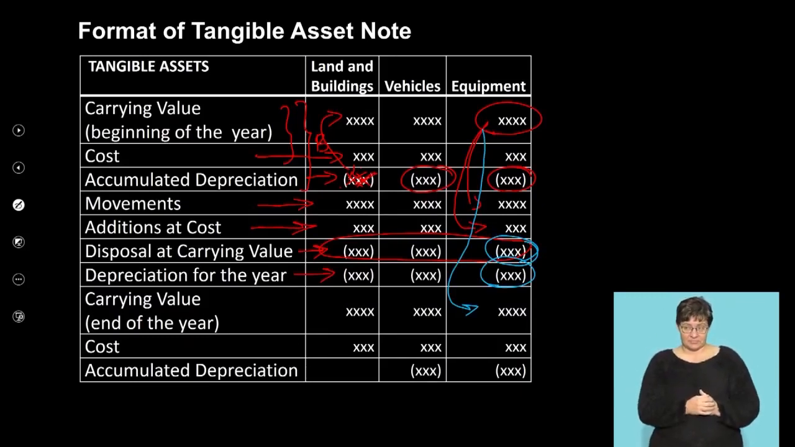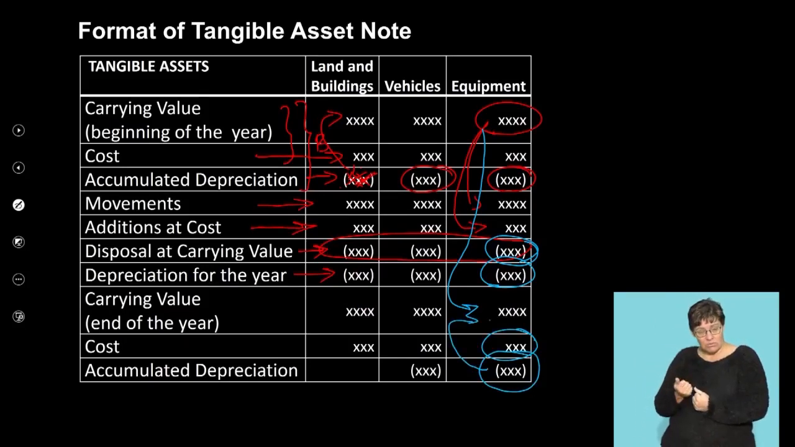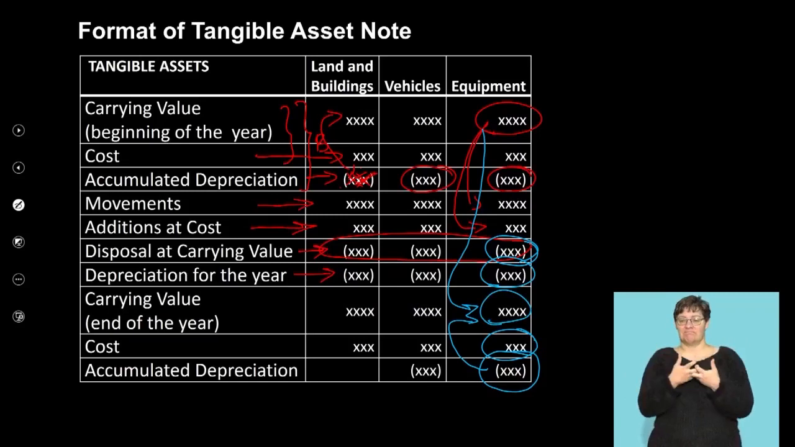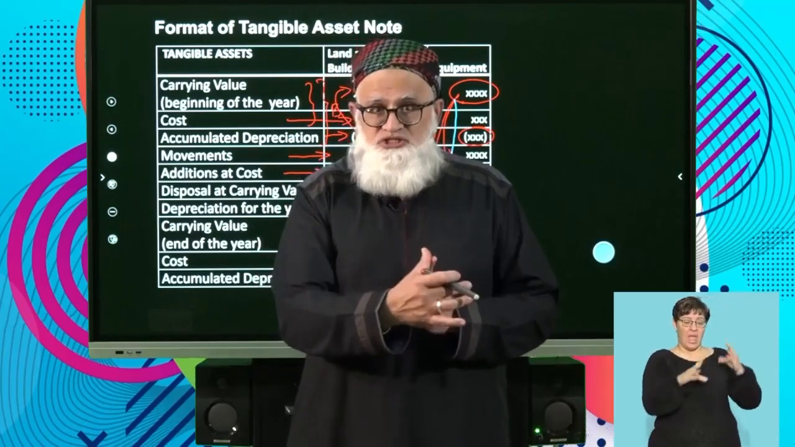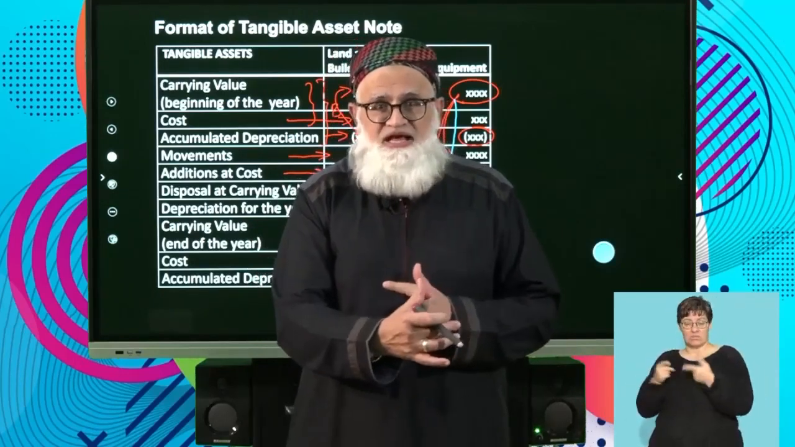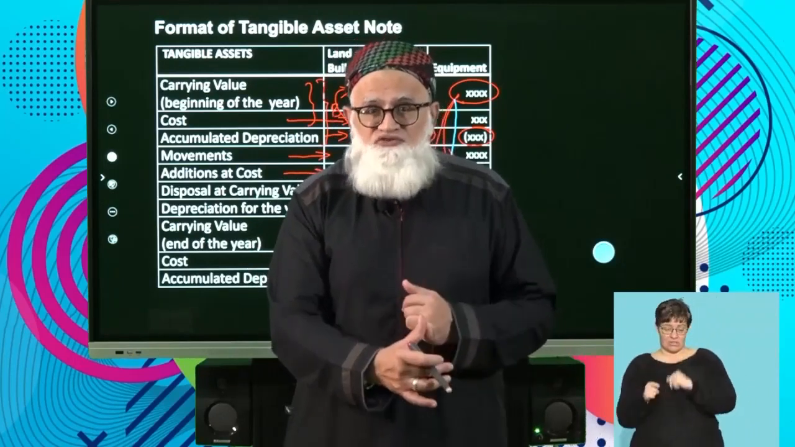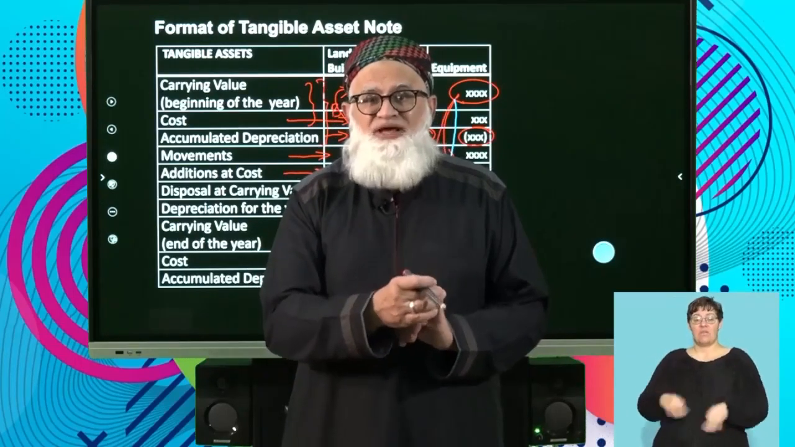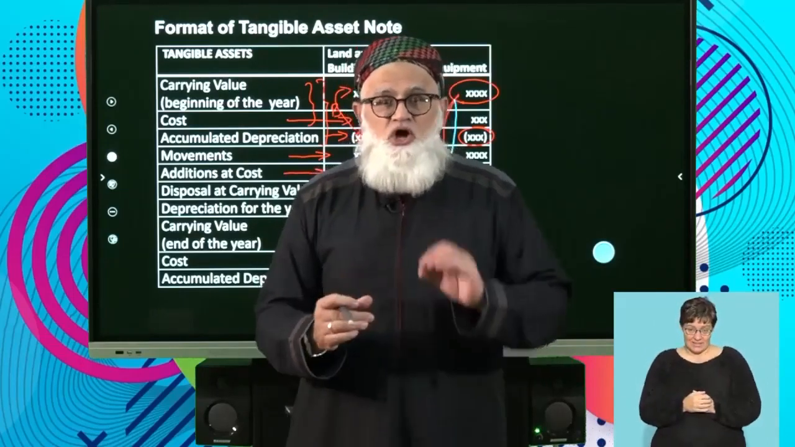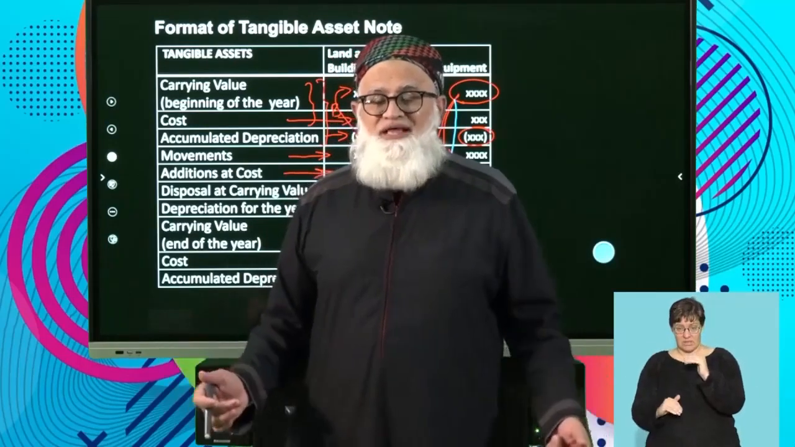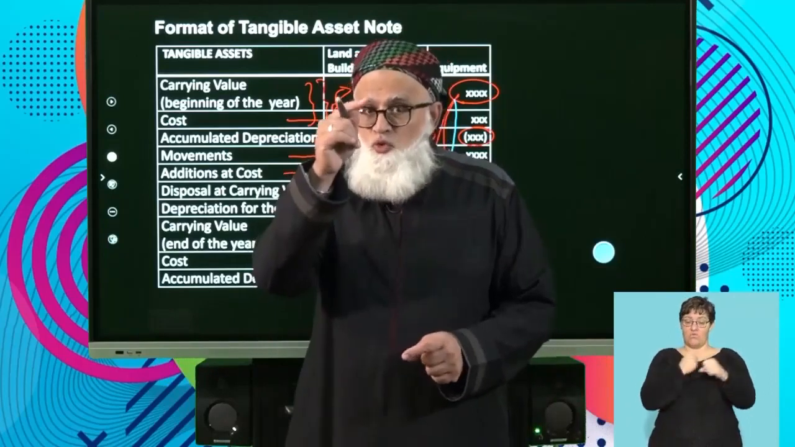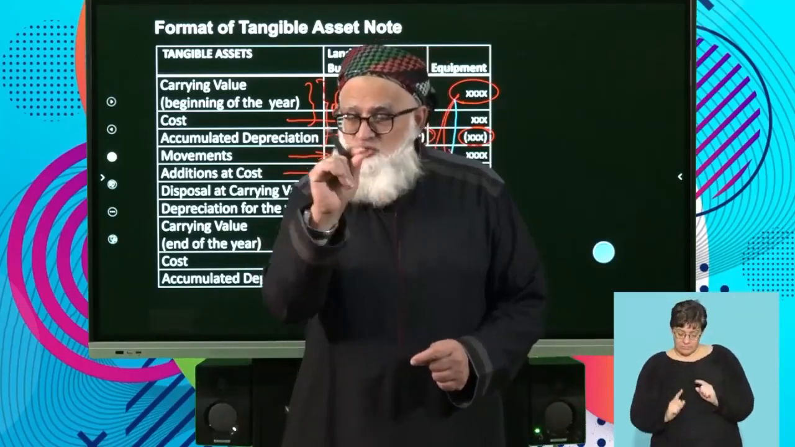Now, this is your check. You take your cost at the end of the year, subtract your accumulated depreciation at the end of the year, and that figure has to correspond with, working from top to bottom, your carrying value at the beginning of the year, plus your additions at cost, less your disposals at carrying value, less your depreciation, which gives you your carrying value at the end of the year. So, end of the year cost price minus accumulated depreciation will give you your carrying value at the end of the year. Those 2 figures, when you're working top to bottom and bottom up, have to agree.